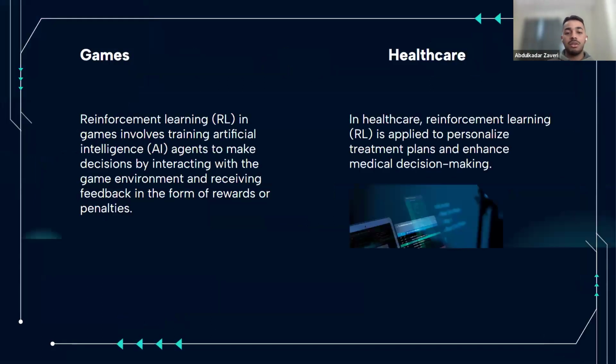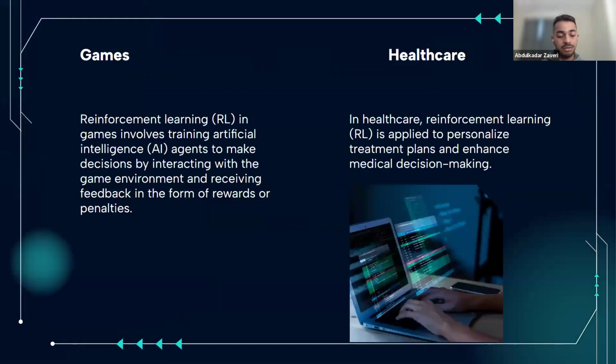Secondly, reinforcement learning is used in games, where agents make decisions by interacting with the game environment and receiving feedback in the form of rewards or penalties. Through trial and error, these agents learn optimal strategies for gameplay, such as maximizing scores, completing objectives, or outperforming the opponents.